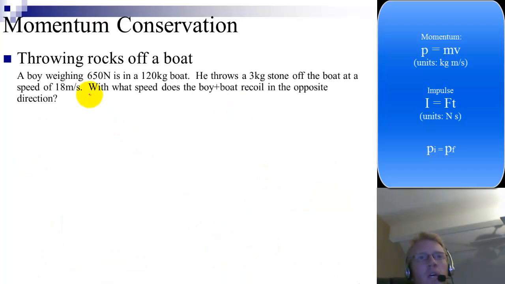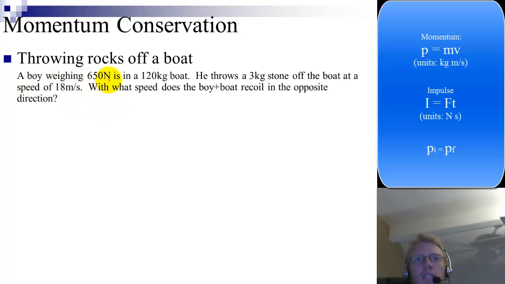Next example, throwing rocks off a boat. If you ever are in a boat and you get stuck in the middle of a lake and your engine dies and you don't have any oars to paddle with and you don't have a sail and there's no wind and you're just totally stuck, what you can do is throw things off the boat. In the act of throwing an object off the boat, you put a force on that object one way, it's going to put a force backward on you, and on the entire you plus boat combination, and then the boat will gradually move the other way. So this is kind of a fun little problem, hypothesizing that scenario and seeing what will happen.